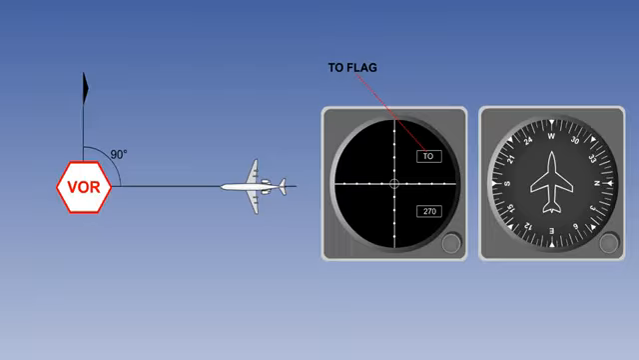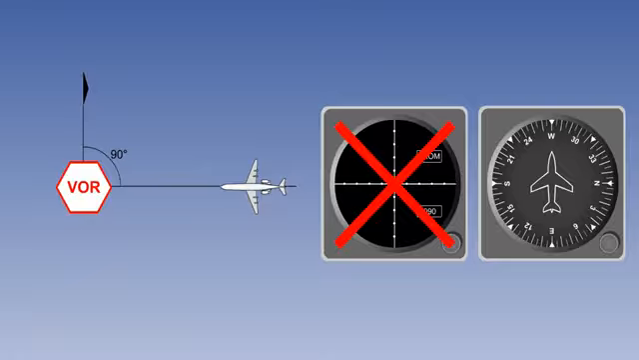So, if your heading is 270, the OBI should be set to 270, and the flag will show to. If you were to set 090 on the OBI, this would be an error, as the flag would show from, because all radials are from the VOR, and you are on the 090 radial from the VOR, even though you are flying towards the VOR. Your selected radial must always match your chosen magnetic track. In still air, it will also match your heading.